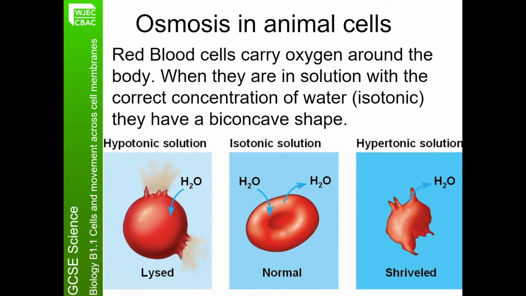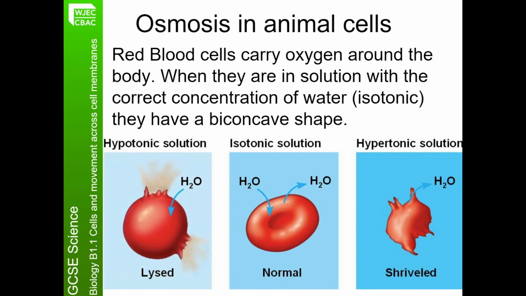Lyses is a posh word for pops, bursts, explodes. We use the term it got lysed. The cell has lysed. If we put a red blood cell in a strong, let's say, salt or sugar solution, in other words, what we call a hypertonic solution, then there's more water molecules inside the red blood cell than outside the red blood cell. And so basically water starts to leave our cell by osmosis, going from high water concentration to low, through the cell membrane, and the cell starts to shrivel, and as we said, it has this crenated shape.